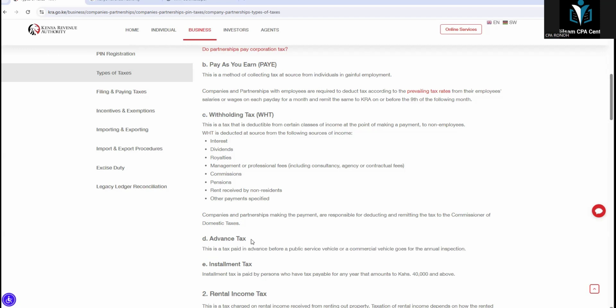So this advanced tax has some principles. That's why I said you need to understand the principle before you pay. You go to do this advanced tax. So if you find that this advanced tax is charged per tonnage, and they charge 2,500 per tonnage, so if your vehicle is 5 tons, then they will take 5 tons multiplied by 2,500.